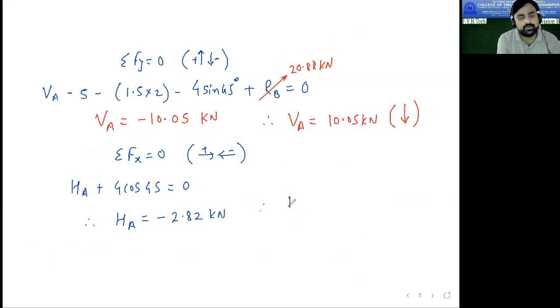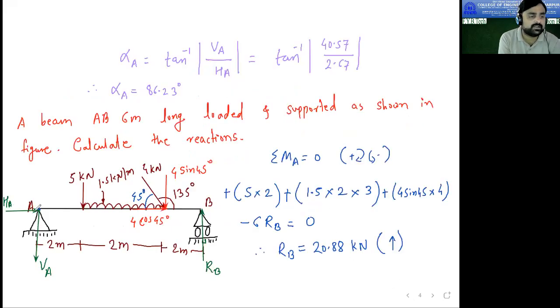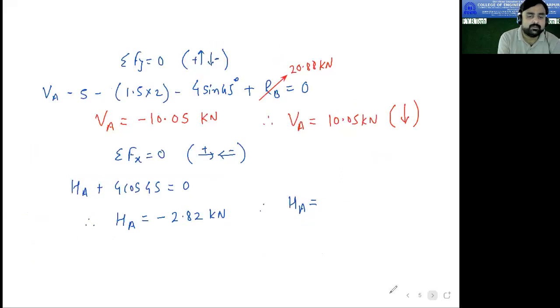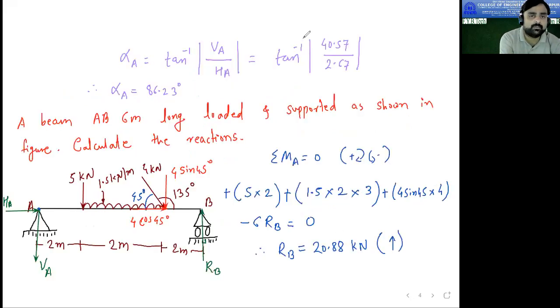So therefore we need to change the direction of HA also. Here you see that we assumed HA to the right hand side, but we have got the negative answer. So the value of HA will be 2.82 kilonewton, but the direction is reversed. In this direction it is going. So here also in the main diagram, I will change the direction of HA. Now we know the correct direction. So this is the correct direction of HA.